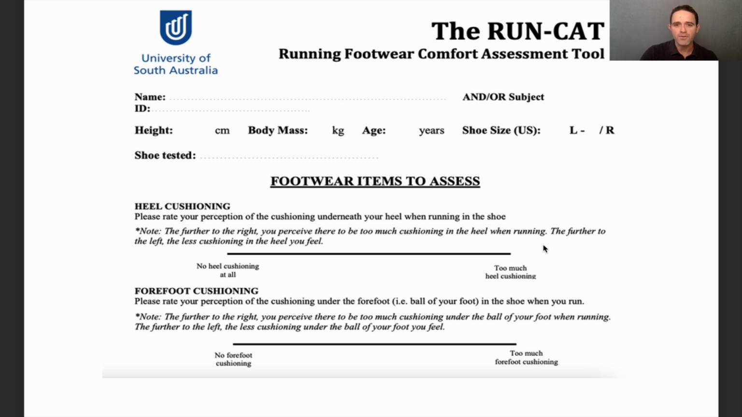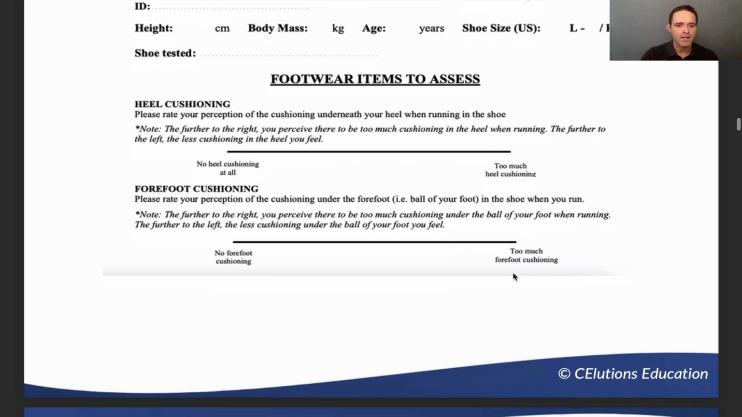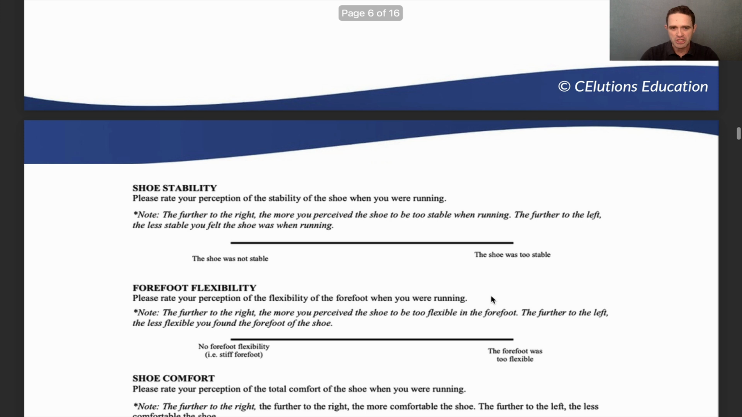But when we look at the footwear here, we're going to be analyzing heel cushion, and then they rate it: no heel cushion, too much heel cushion. Honestly, and we see this, we'd want to X and make a little mark right in the middle of the cushion, because that is the ideal sweet spot for people. Forefoot cushion it gets into as well, and then we get into questions about shoe stability and forefoot flexibility.